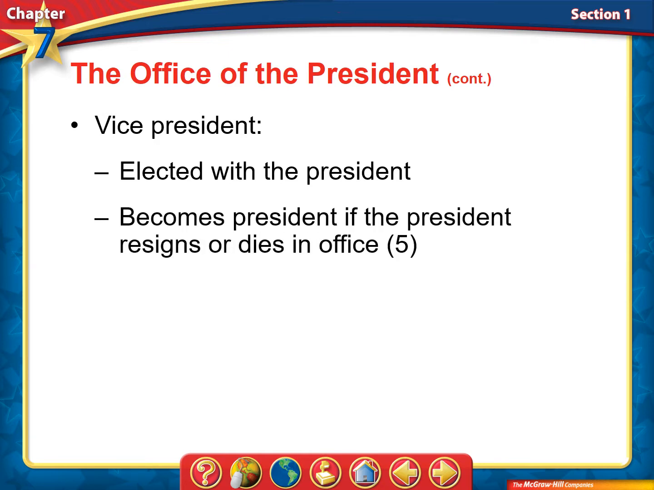And it is the job of the vice president ultimately to become the president of the United States if, and both of these have happened before, if a president resigns while in office, Nixon did that, or if a president dies while in office. And of course, Lincoln and Kennedy were both shot and killed while in office. And in both cases, their vice president assumed office.